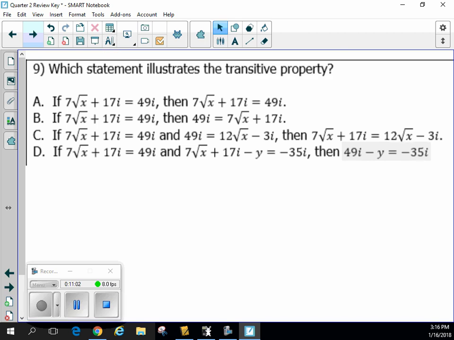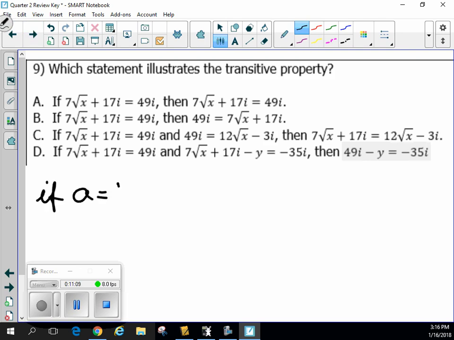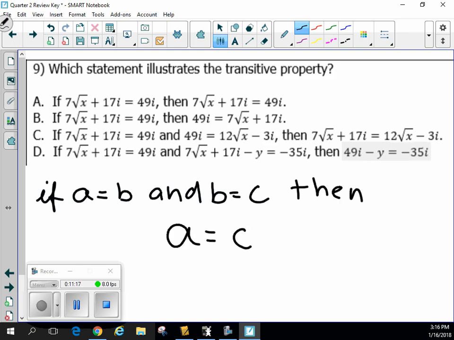Number 9 says, which statement illustrates the transitive property? Remember, the transitive property is if A equals B and B equals C, then we can assume that A equals C. So the only one that's taking on this full property of transitive is letter C.